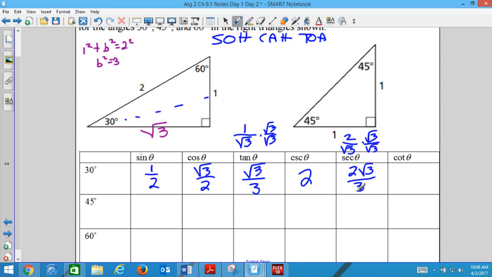And then finally, how do we get cotangent? We're going to flip tangent, but I'm going to flip tangent before I rationalize it. So I'm going to look up here. I'm going to flip it before I rationalize it. It will be easier, give me less work. So square root of 3.